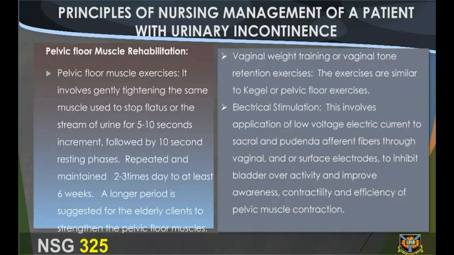Pelvic floor muscle rehabilitation. Pelvic floor muscle exercises involve gently tightening the same muscle used to stop flatus or the stream of urine for 5 to 10 seconds, followed by 10-second resting phases, repeated and maintained 2 to 3 times a day for at least 6 weeks. A longer period is suggested for the elderly client to strengthen the pelvic floor muscles. Vaginal weight training or vaginal tone retention exercises are similar to Kegel or pelvic floor exercises.